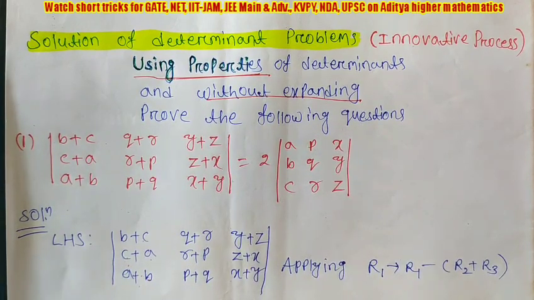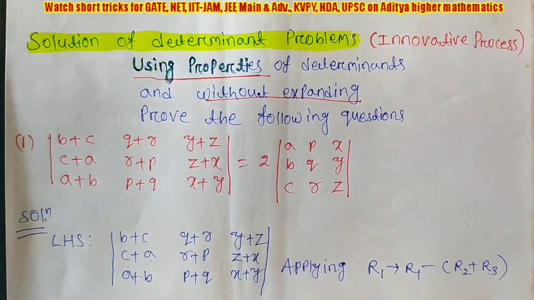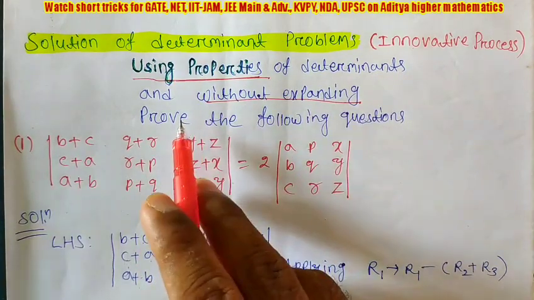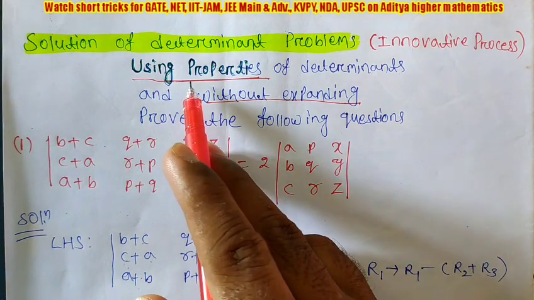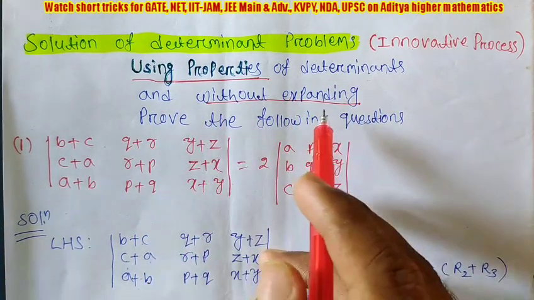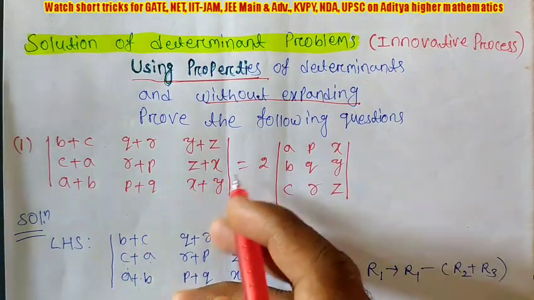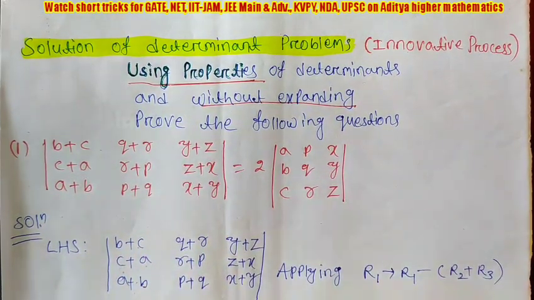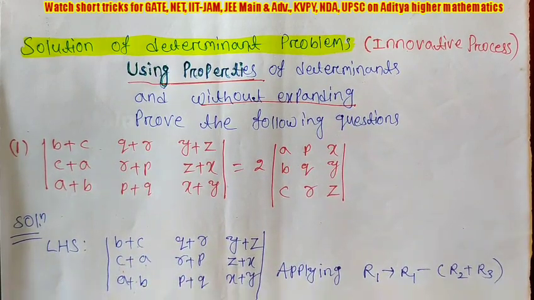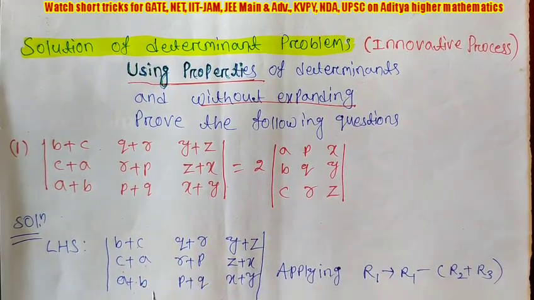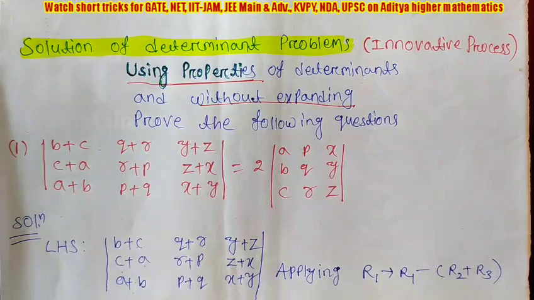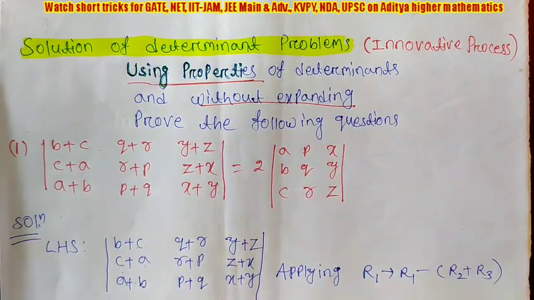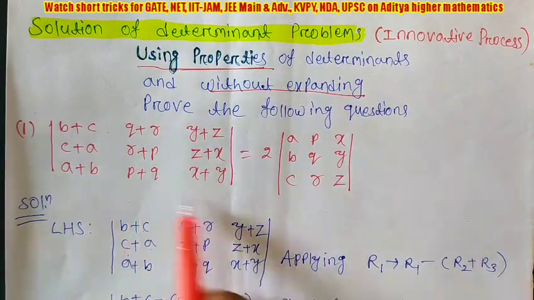If you watch the solution of all 5 questions, then you will get the confidence to solve all types of determinant questions yourself. Actually, when we are proving determinant questions, the procedure is you have to use only properties of determinants, without expanding. That means in the first step you cannot expand. You can convert that 3 by 3 determinant to a 2 by 2 determinant, then you can expand. But from the first step, you cannot expand a determinant problem. So here we have to use only properties of determinants and prove the questions without expanding. So now you can see the first problem.